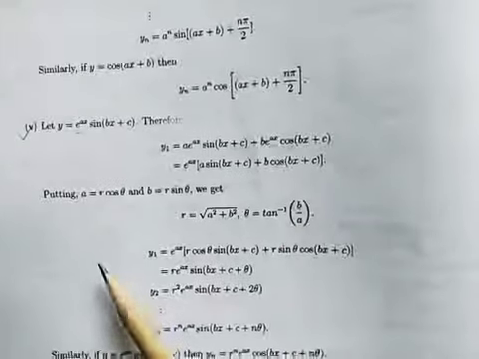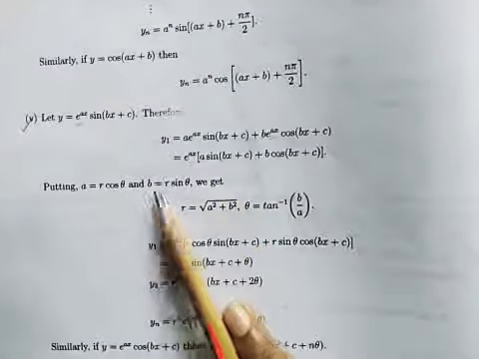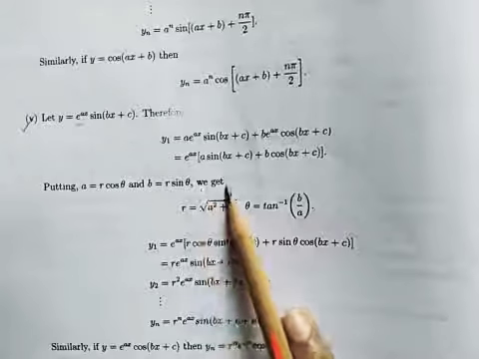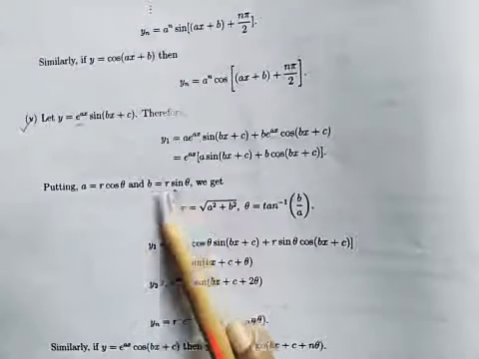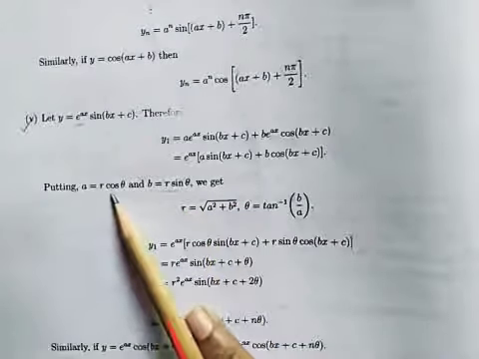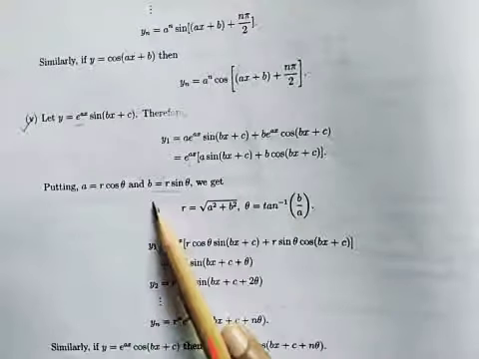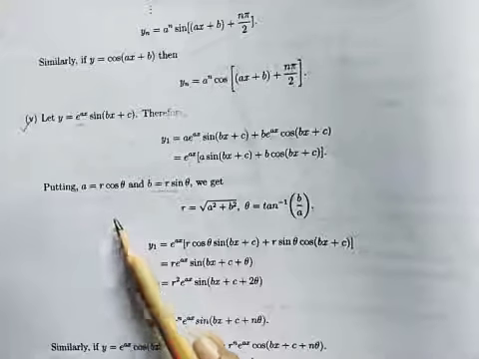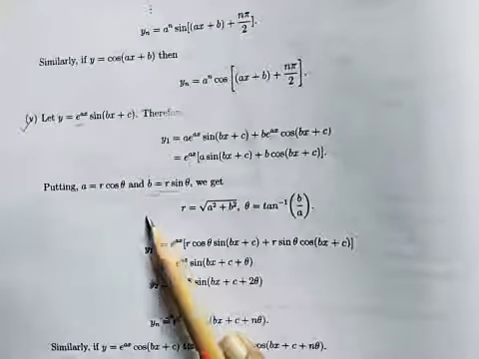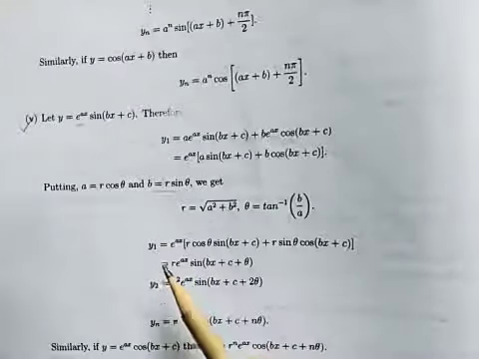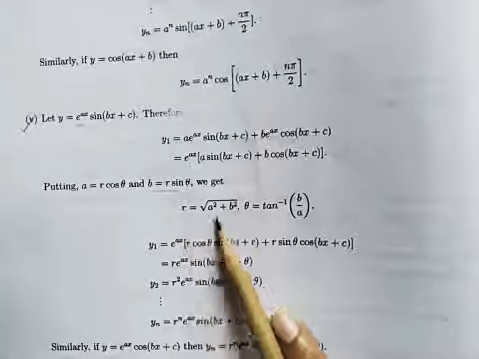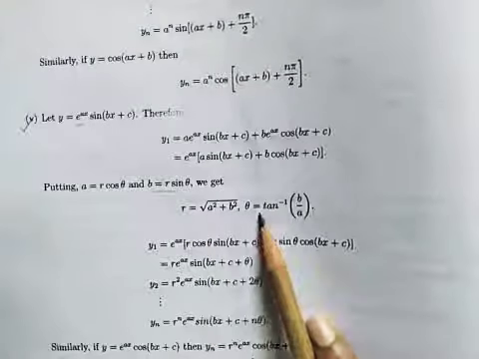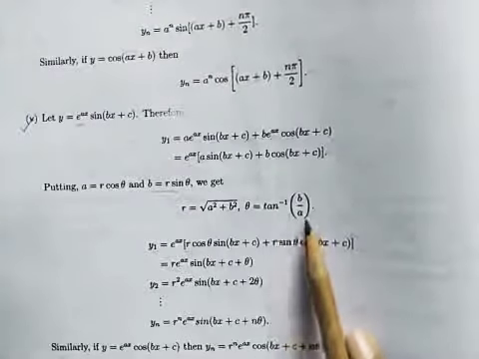Okay, now let us put a is equal to r cos theta, b is equal to r sin theta. Taking squares on both sides, a square is equal to r square cos square theta, and b square is equal to r square sin square theta. After addition we get a square plus b square is equal to r square, because sin square theta plus cos square theta is 1. So r will be the square root of a square plus b square, and theta will be tan inverse b upon a.